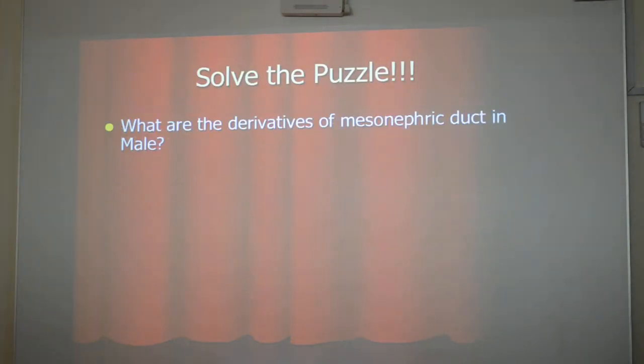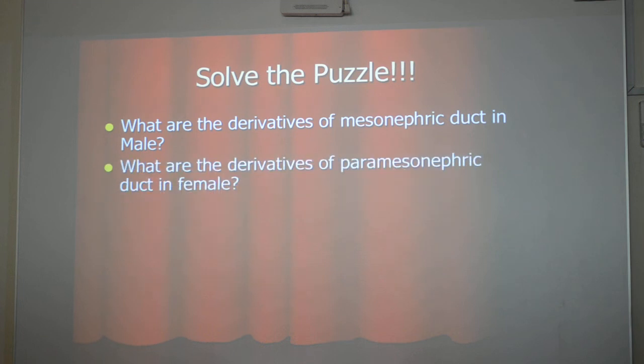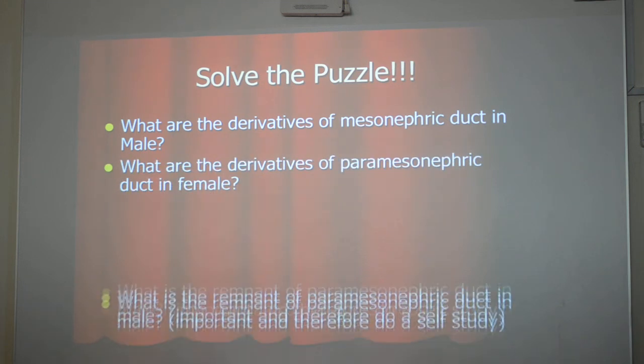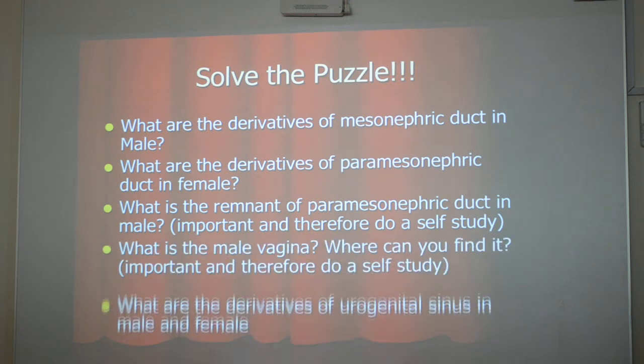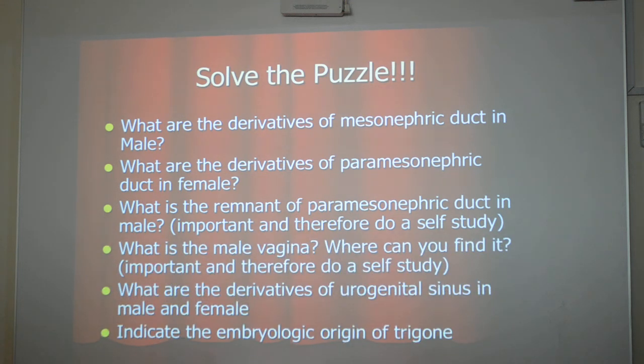Solve the puzzle. What are the derivatives also, again and again, because these are the questions I will be asking. Don't tell me that I did not discuss this. What are the remnants, again and again I'm asking, okay? So, what are the derivatives of the urogenital sinus in the male? Urethra and the bladder. Prostate. And the prostate. Very good. The prostate is also coming from the urogenital sinus. In the female? Vagina, lower part, and the lower part of the vagina.